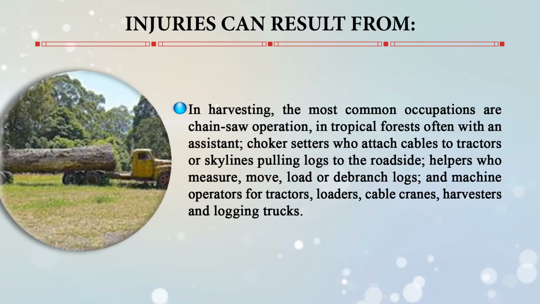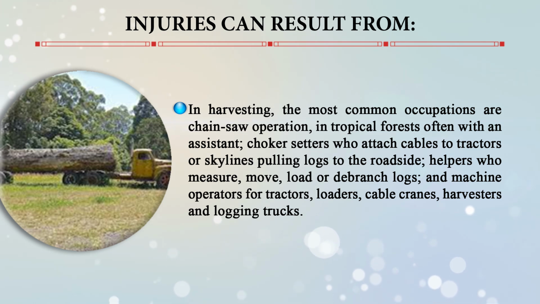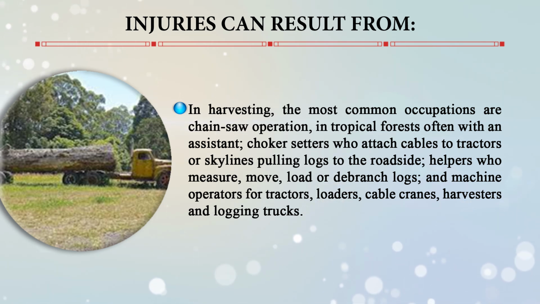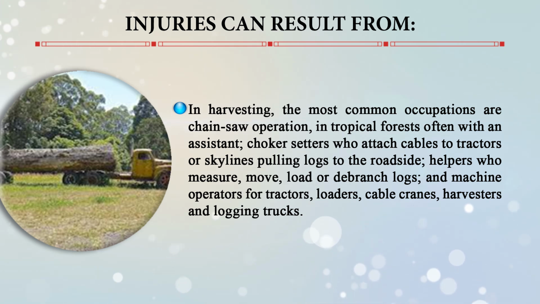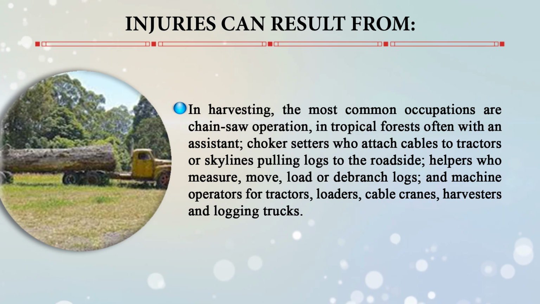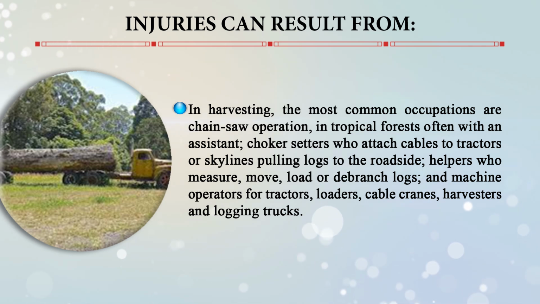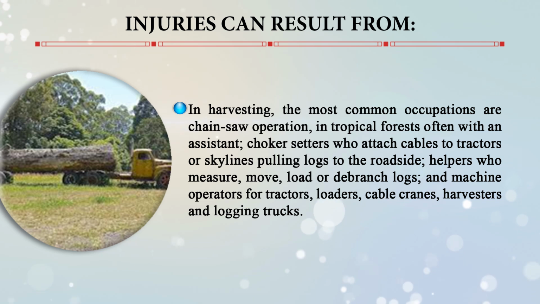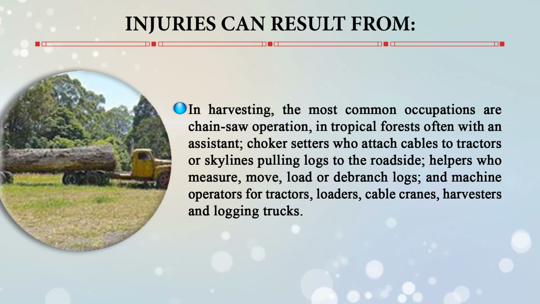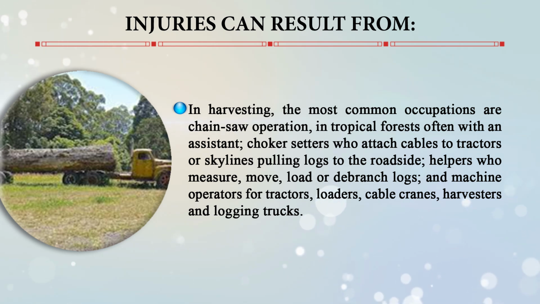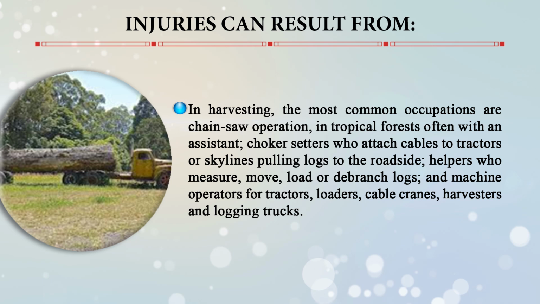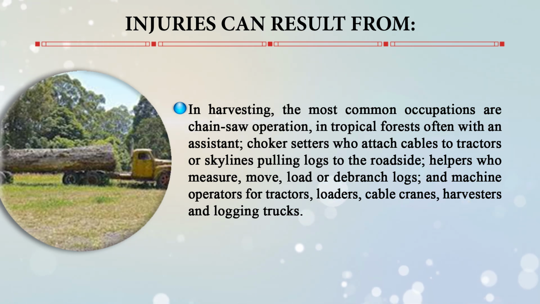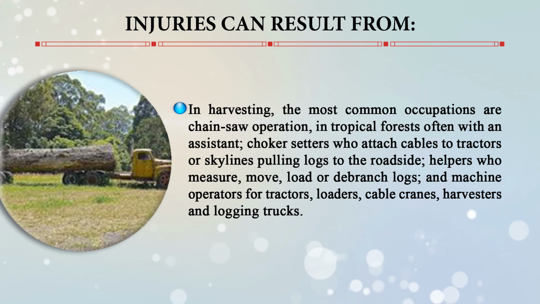In harvesting, here you are seeing the logging of the wood, where such a big tree trunk is being cut. The most common occupations are chainsaw operation, where in the tropical forest they have certain assistants. Then the choker setters who attach the cables, and the tractors pulling the logs to the roadsides. Then there are helpers who measure, move, load and debranch the logs. Then there are machine operators for the tractors, the loaders, the cable crane, then harvesters and loading trucks. So different people are engaged in different activities for just one activity alone, and each one needs to know how to manage that technology well, manually or using mechanized things. At each point, everybody can be exposed to certain occupational hazards.